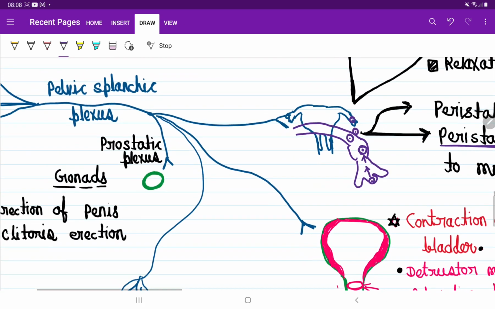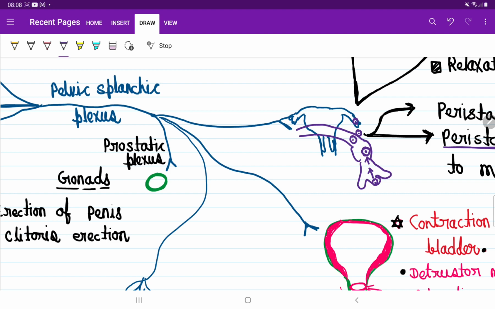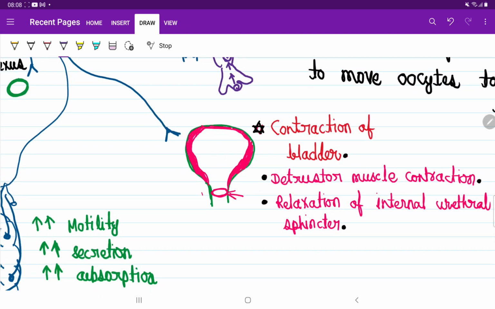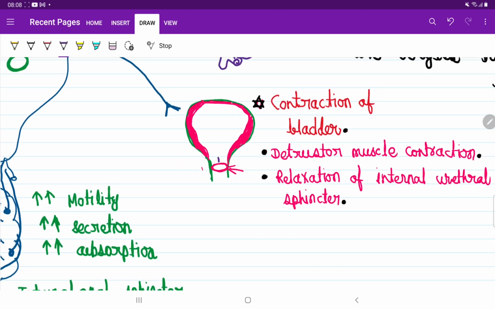Then this same pelvic splanchnic plexus supplies the urinary bladder, and causes contraction in the urinary bladder. This contraction causes release of urine. In the wall of the urinary bladder, one thick smooth muscle is present, called the detrusor muscle. So they cause contraction in the detrusor muscle, and contraction in the detrusor muscle releases urine outside.